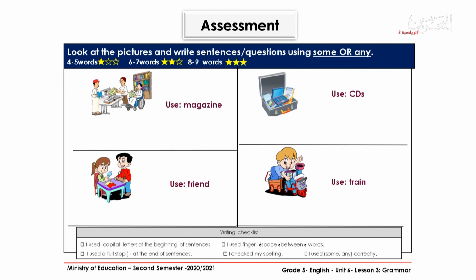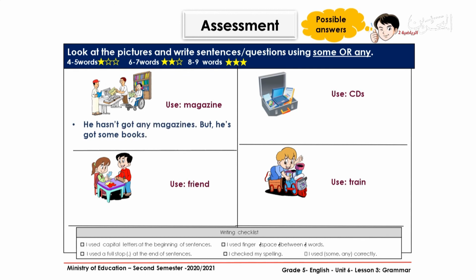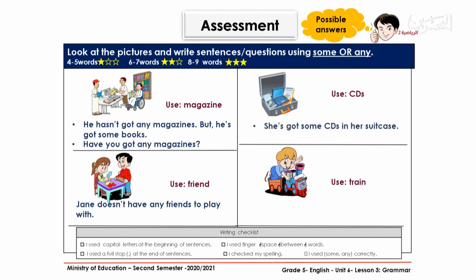Very good. Now, let me show you some examples. He hasn't got any magazines, but he's got some books. Have you got any magazines? So we have both a sentence and a question. Jane doesn't have any friends to play with. She's got some CDs in her suitcase. Have you got any CDs? My little brother hasn't got any toy cars, but he's got some toy trains.